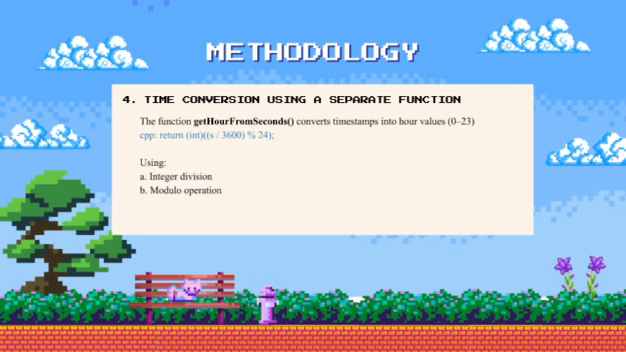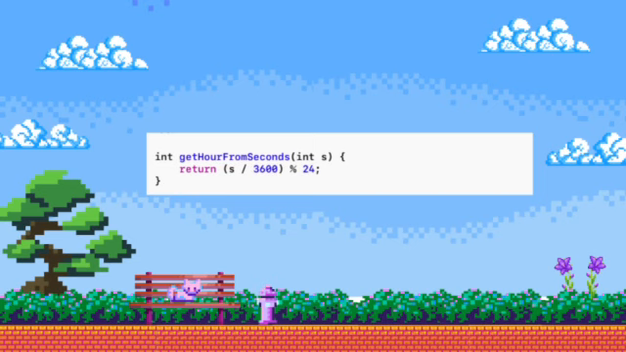The next methodology is time conversion using a separate function. The timestamp in the CSV file is stored in seconds, so we convert it into an hour value between 0 and 23. Here I'm showing the function getHourFromSecond from our project code. Firstly, we divide the timestamp by 3600 to convert seconds into hours. Then we use the modulo operator, which gives the remainder after the division. Using modulo 24 ensures the hour value stays between 0 and 23, which represents a valid 24-hour time format. This function is written separately to make the code modular, avoid repeated calculations, and make debugging easier.